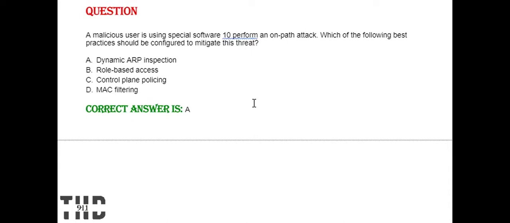A malicious user is using special software to perform an on-path attack. Which of the following best practices should be configured to mitigate this threat? Option A, dynamic ARP inspection. Option B, role-based access. Option C, control plane policing. And option D, MAC filtering. The correct answer is option A.